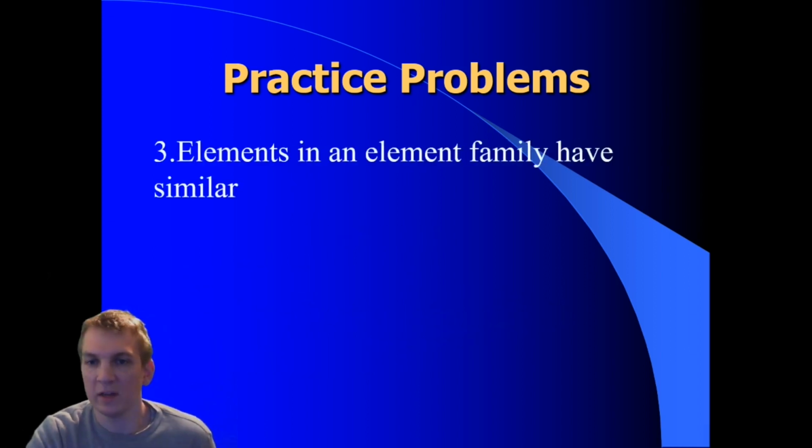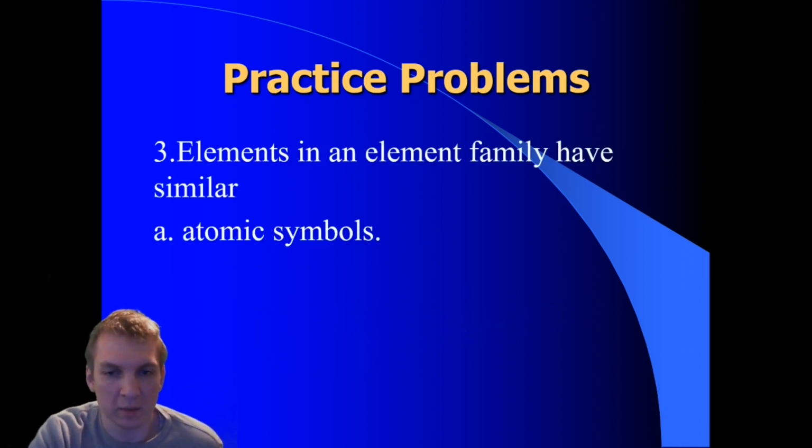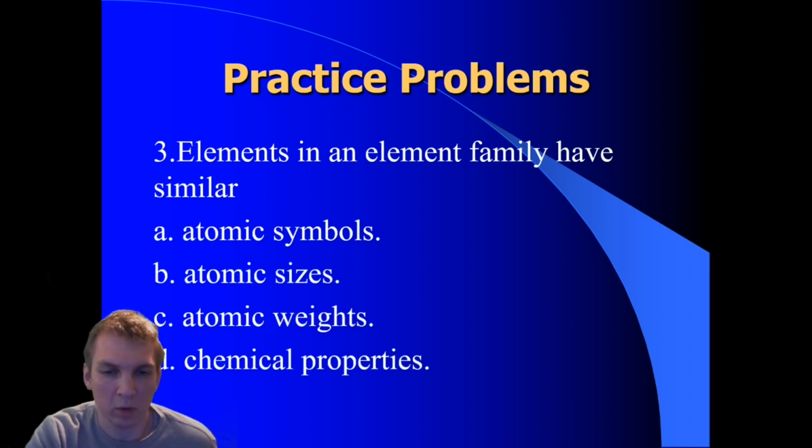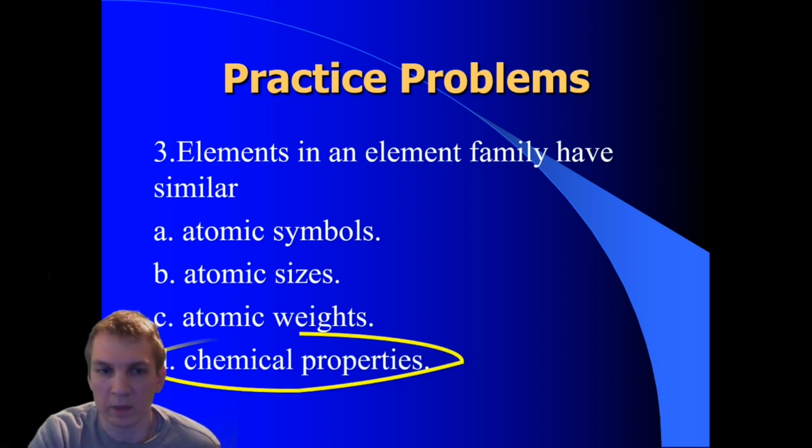Number 3 says: elements in an element family have similar what? They have similar atomic symbols, atomic sizes, atomic weights, or chemical properties. The correct answer for problem 3 is chemical properties.